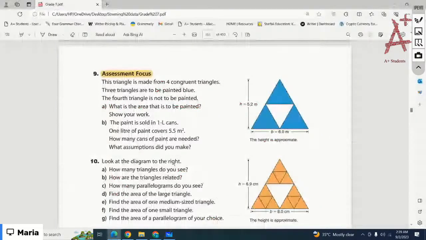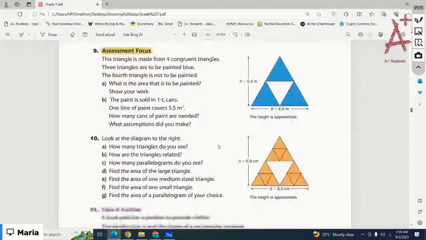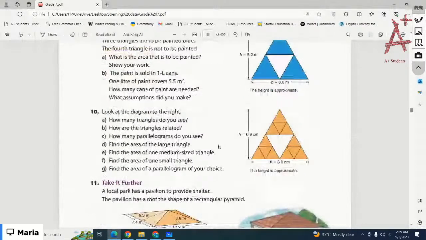Okay, the next one is, look at your diagram at the right hand side. How many triangles do you see? How are the triangles related? How many parallelograms? Okay, how many triangles? Let me just count. 1, 2, 3, 4, 5, 6, 7, 8, 9, 10, 11, 12, 13, 14, 15, 16, and the bigger one. Total triangles are 17, right?